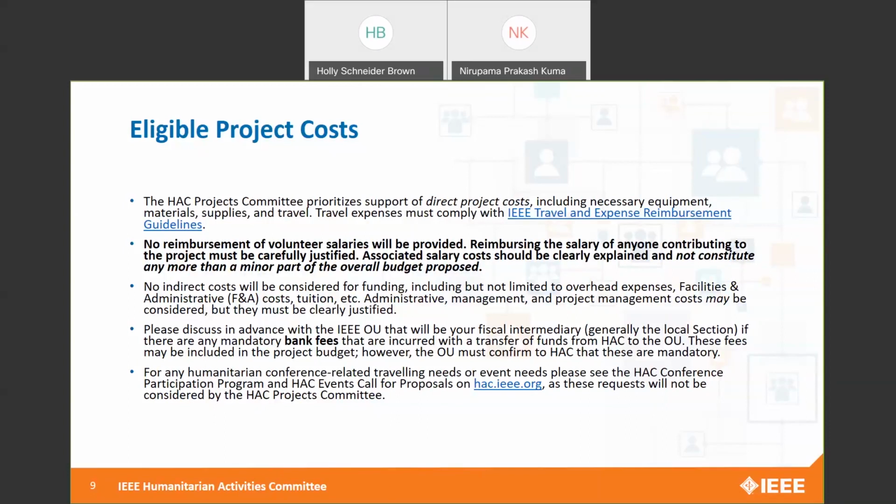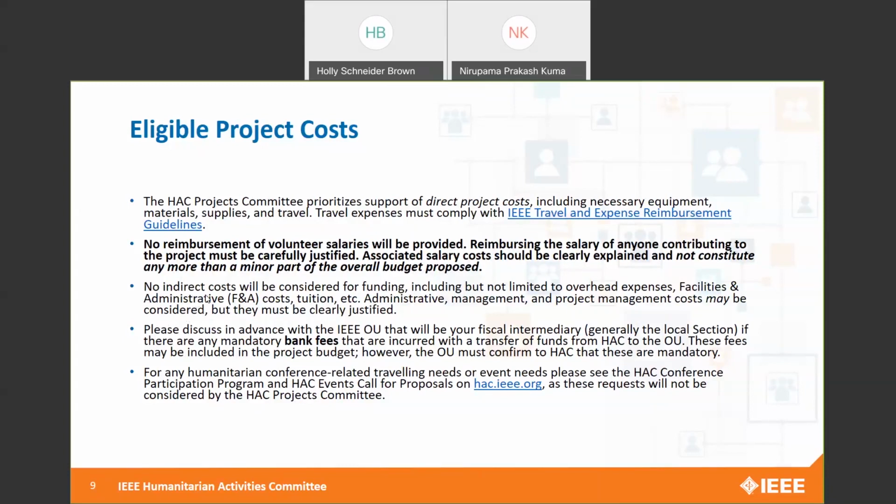With your IEEE OU, I request you to discuss all kinds of bank fees, any other kind of fees that you may incur, because in the past we've had issues where somebody has requested some kind of money and then they find out that there are bank fees involved in transfer to their country, and then they are coming back to HAC and asking for more money to complete the project, and we don't have that kind of money to just give away. We are also limited by our budgets. So please discuss with your section, hey, if I'm going to get money from New Jersey to, let's say, our section in our country, are there any bank fees involved? Are there any limitations? Are there any sanctions that we have to be careful of?